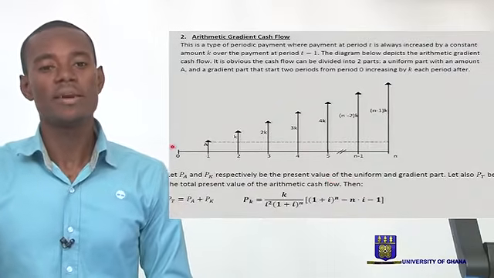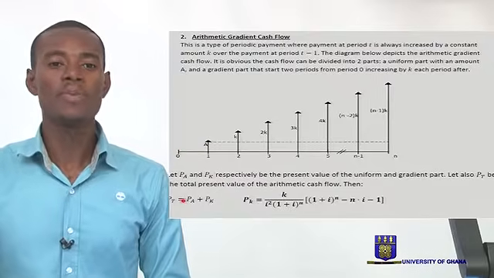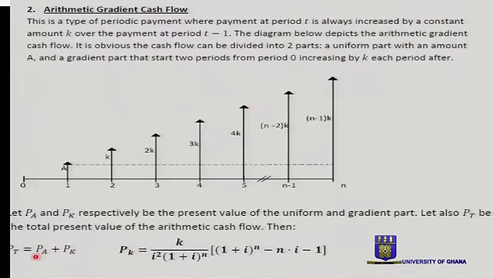we'll say the total present value will be PA plus PK. We know PA already. PA is the uniform cash flow, what we just did. A over I into bracket 1 plus I to the power n minus 1, all divided by 1 plus I to the power n. That is our PA. Now, our PK, which is from here, K, 2K, 3K, 4K, up to n minus 1 times K, it goes on and on. If we actually derived a formula for it, this is what we end up having.